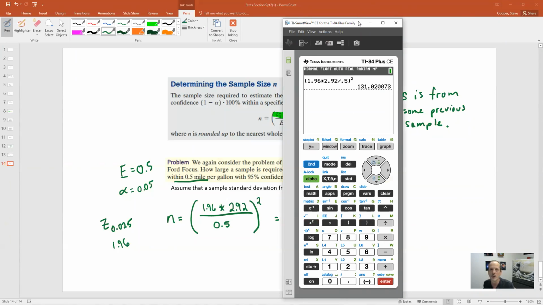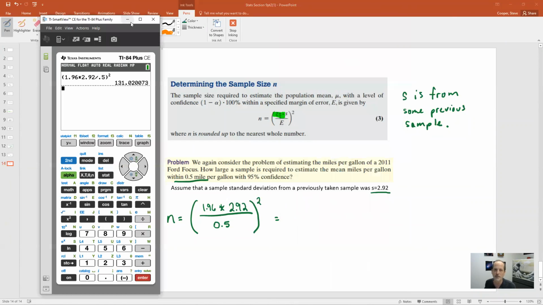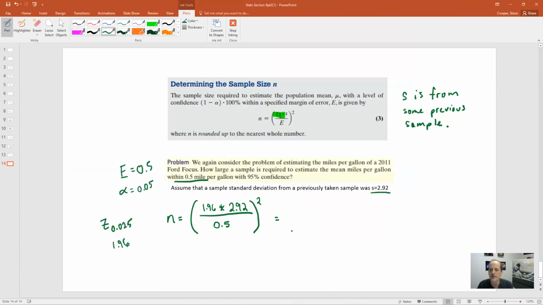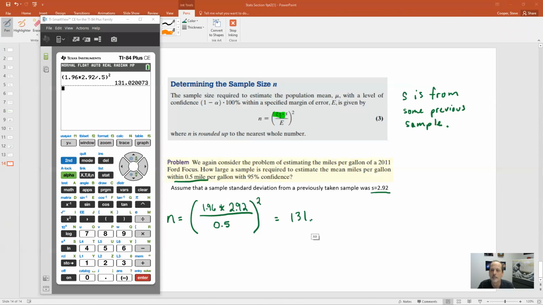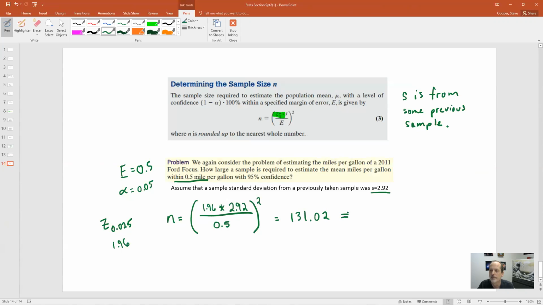All right, since the calculator gives us 131 and some change, we'll have to round that up to the nearest whole number. So we need a sample size of 132. And that's going to give us the level of confidence we want within the margin of error we want. So that's pretty important.